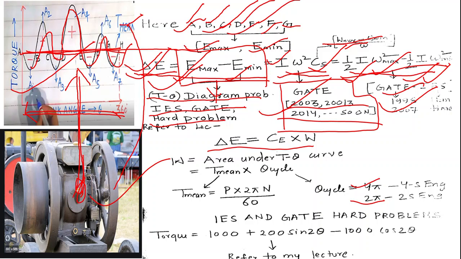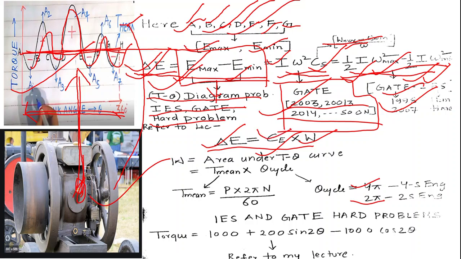Now the last thing in the determination of delta E, where the whole story revolves around delta E. The next thing you can do is find delta E using this expression, that is delta E is equal to C into W, where W is the work done in the cycle. Now C is the coefficient of fluctuation of energy here.